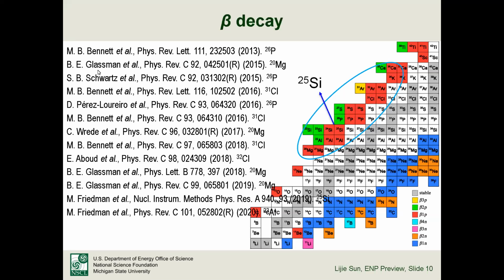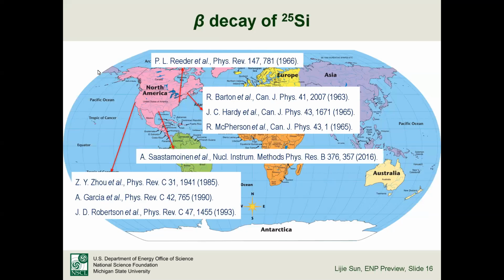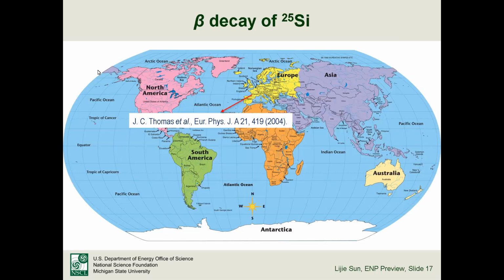Okay, back to our topic. Silicon-25 is also located in this region. It's also the first beta-delayed proton emitter ever discovered. So far, the beta decay of silicon-25 has been one of the most studied cases. It has been measured by scientists in North America and Europe and also Asia.